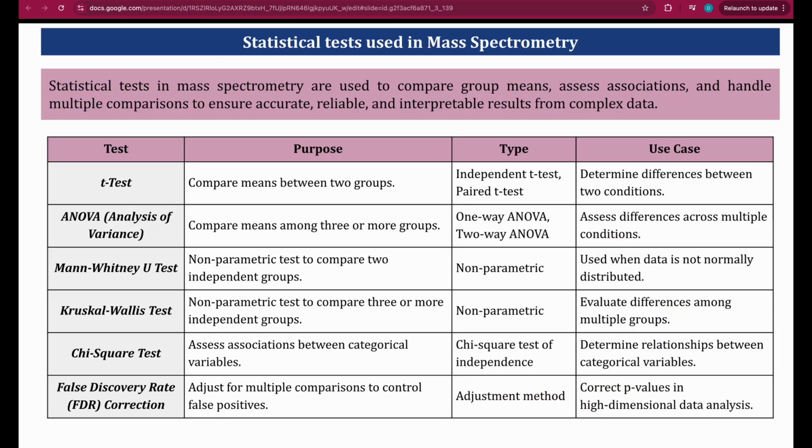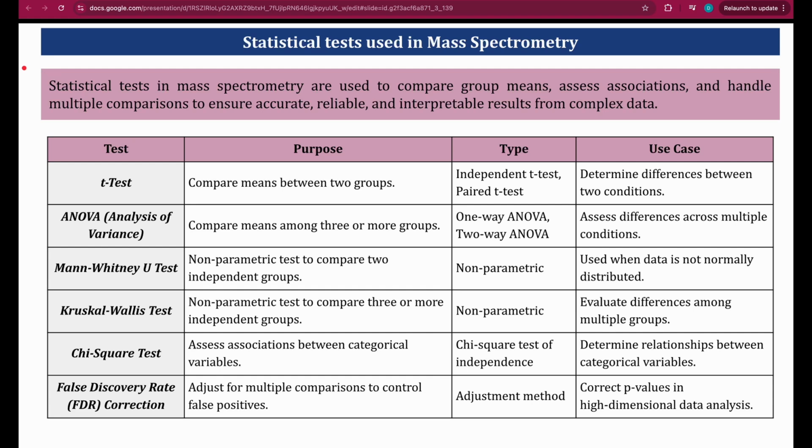Now let's look into the different statistical tests which you can perform in mass spectrometry. After normalizing your data, after you are sure that you have the proper data which is devoid of any of the batch effects, now you want to make some conclusions, you want to get into the interpretations. For that you have to have the statistical tests, so that you can be sure that your analysis is accurate, reliable, and you can compare among samples.